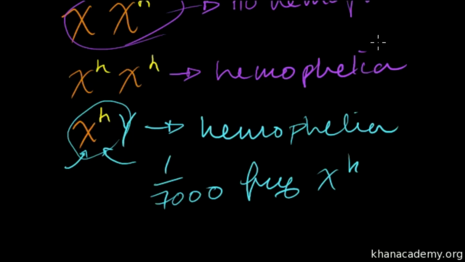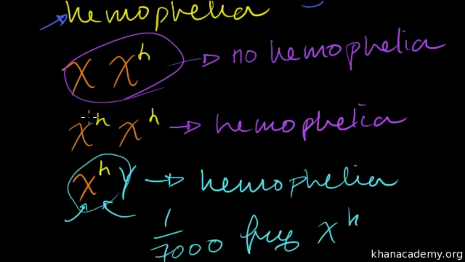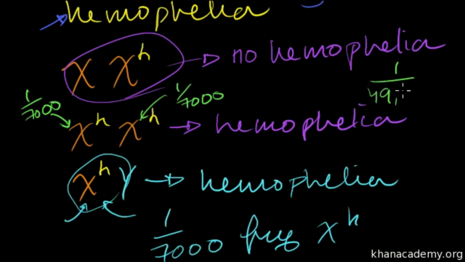Now, for a woman to get hemophilia, what has to happen? She has to have two X chromosomes with the mutation. Well, the probability of each of them having the mutation is 1 in 7,000. So the probability of her having hemophilia is 1 in 7,000 times 1 in 7,000, or 1 in 49 million. So as you can imagine, the incidence of hemophilia in women is much lower than the incidence of hemophilia in men.